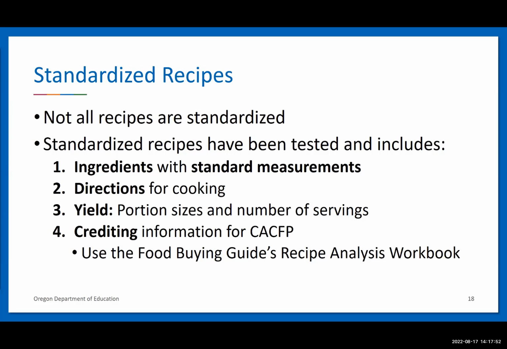So for example, the recipes that you find on food blogs or in your home kitchen might only have vague information on the amount of ingredients you need and the number of people that it will serve. A standardized recipe, in contrast, is one that has been tested for food service and includes the following information: ingredients with standard measurements, directions for cooking that will produce the same results each time, the yield, which can include both portion sizes or number of servings, and finally, the crediting information for CACFP.